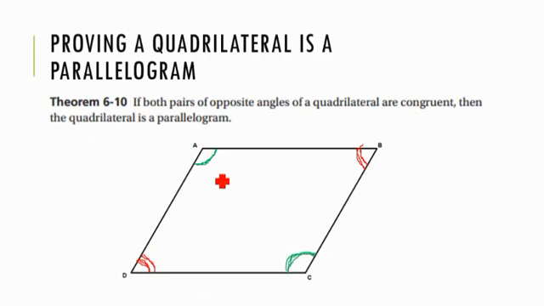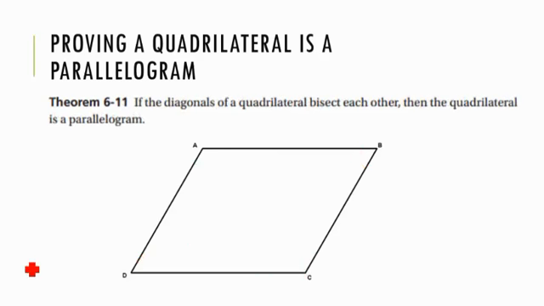If these two are congruent, A and C, and B and D are supplementary to A, then because A and C are congruent, they'd have to be supplementary to C as well, and then we could prove that D and B have to be congruent to each other, and therefore it is a parallelogram. So as long as both pairs of opposite angles of a quadrilateral are congruent, then the quadrilateral is a parallelogram. So ABCD is a parallelogram.